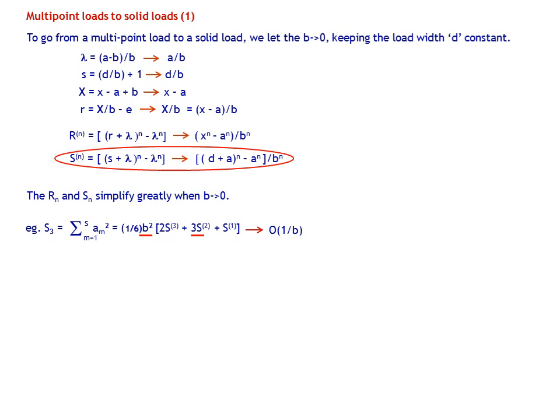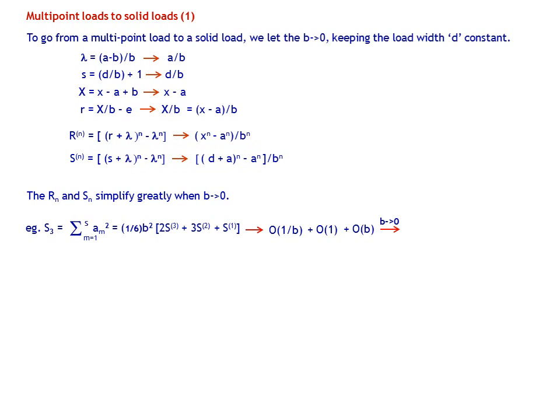The second term in the expansion multiplies b squared by s bracket 2, which has b squared in the denominator, and so the b's in the numerator and denominator cancel, making this term order 1. The last term multiplies b squared by s bracket 1, which just has a single power of b in the denominator. The result is a single power of b in the numerator, making this term order b.